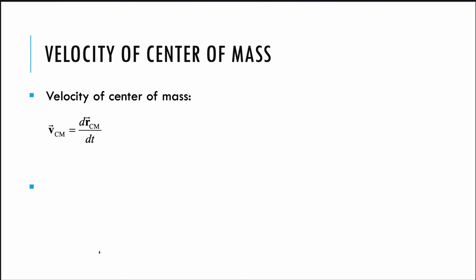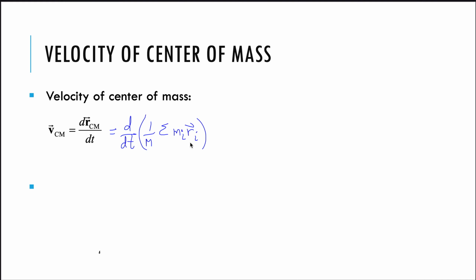Before we end this video, I want to talk about one last thing, and that is the velocity of the center of mass. If we want to find the velocity of the center of mass, all we have to do is take the derivative of the position vector for the center of mass with respect to time. So we can replace this r center of mass position vector with its definition. We're going to take the derivative with respect to time of 1 over m times the sum of all of the masses times their position vectors.